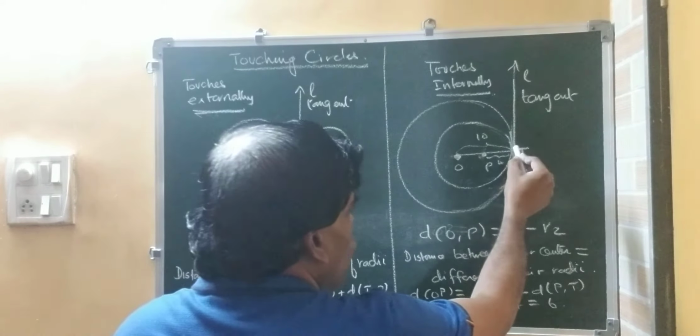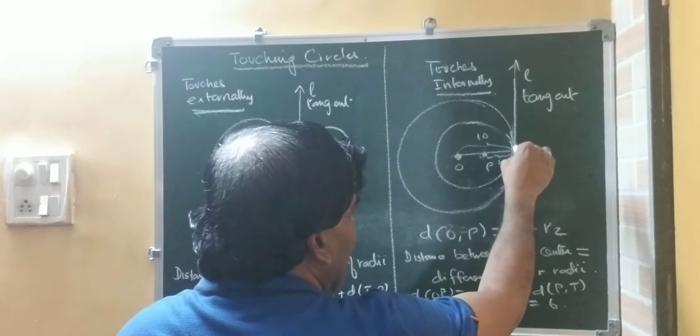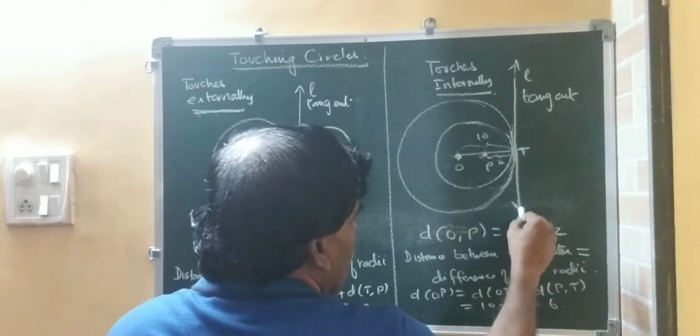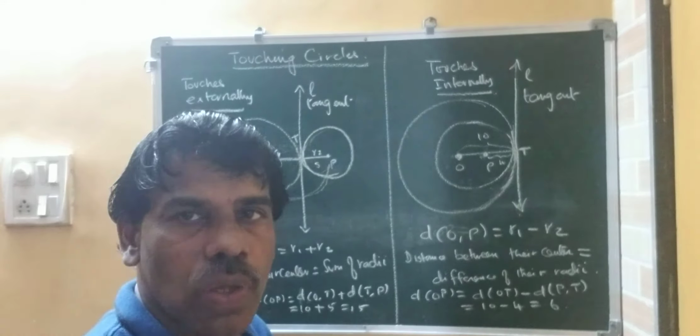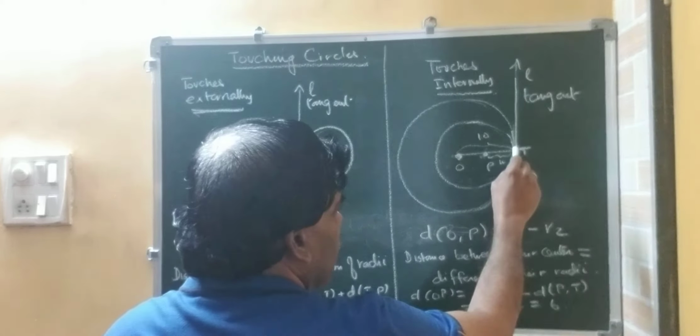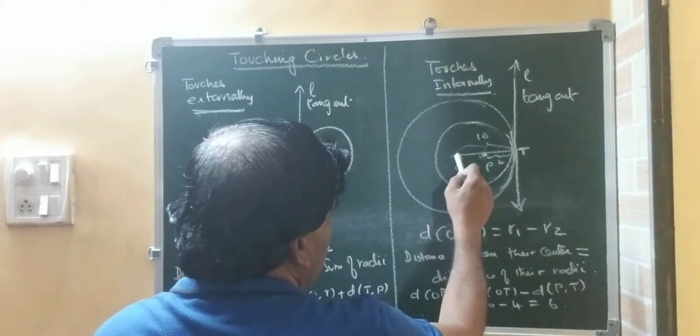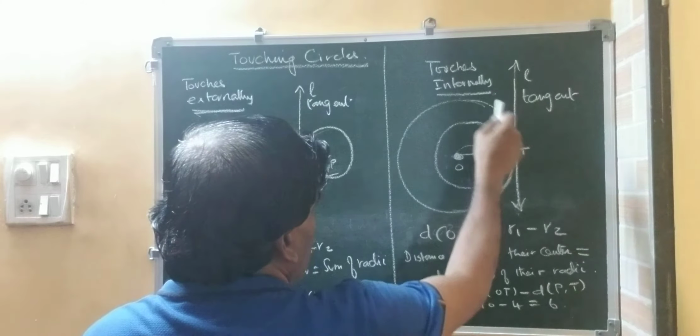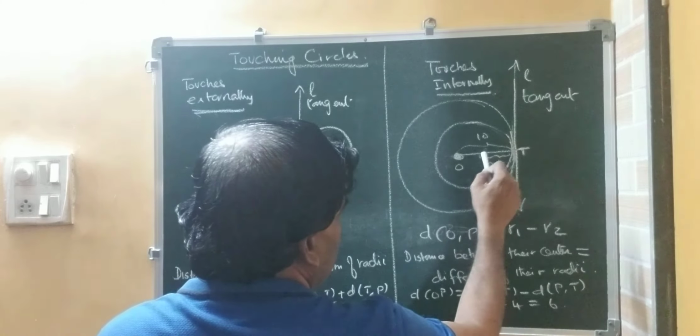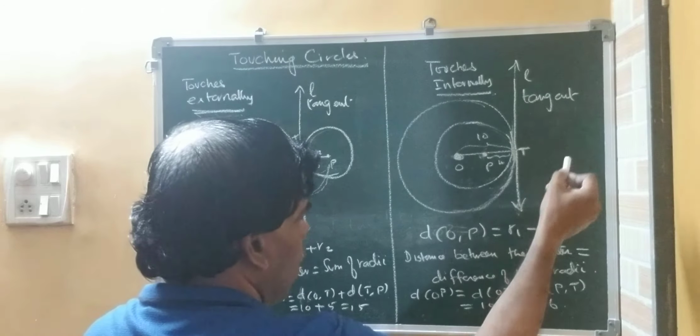Okay. Now, the other way: suppose these two circles are touching internally at only one point. That means at only one point it touches, so it is a tangent. So we can draw a line. Okay, so this is a tangent. This is the touching point between the two circles. See again, this O is the center of the bigger circle and P is the center of the smaller circle.